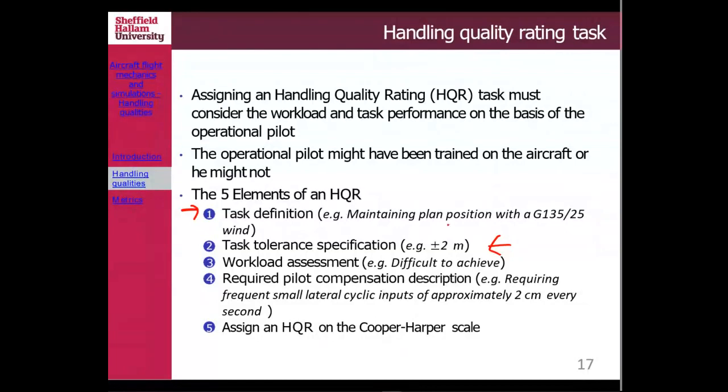In this case, for example, maintaining plant position with ground speed 135 with the wind 25, then you decide the tolerance is about plus minus 2 meters, for example. Then obviously after that, the workload needs to be assessed, whether it's difficult to achieve and what pilot effort is required in there, and then of course you assign the scale, right?